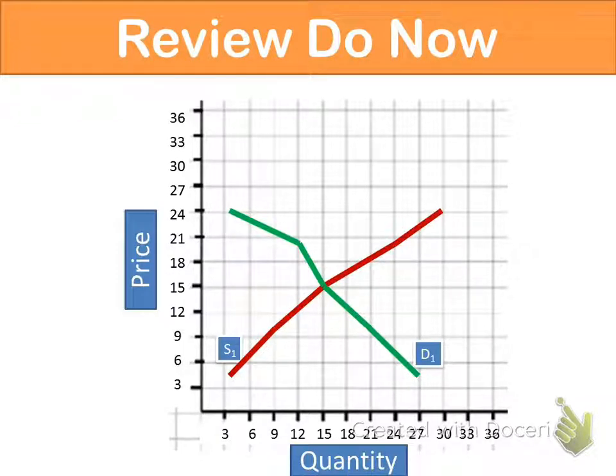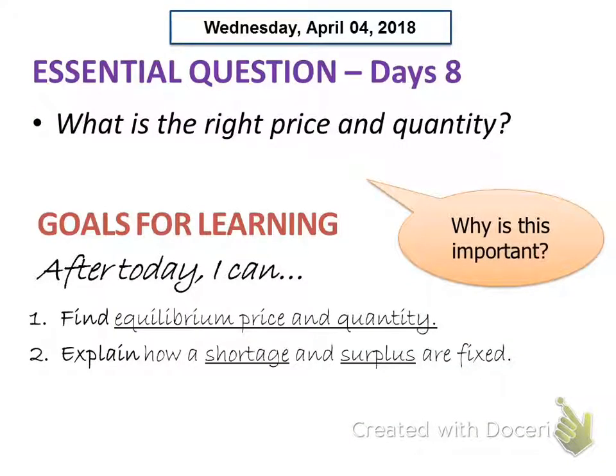I used an interval of 3, but depending on what you use, your graph will look more or less the same. Our big question for today, what is the right price and quantity? And we want to find equilibrium price and quantity and then explain how a shortage and a surplus are fixed.